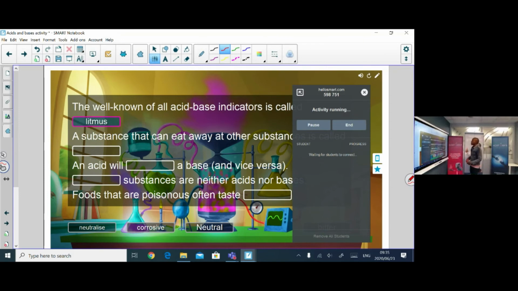That's litmus paper. So a substance that can eat away at other substances, degrade or break down other substances, what's that property? What is it doing to it? It's corroding the other substance, you remember?